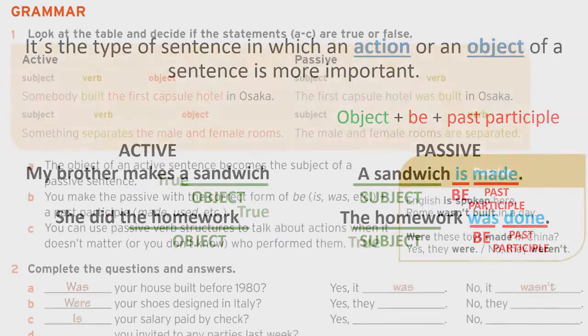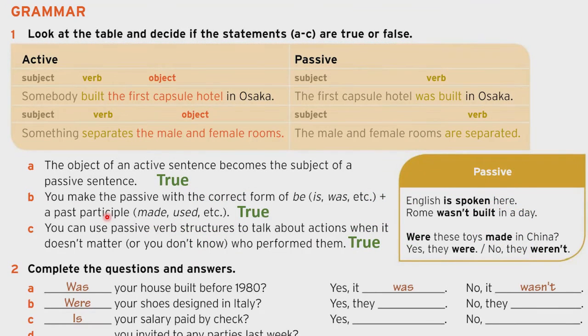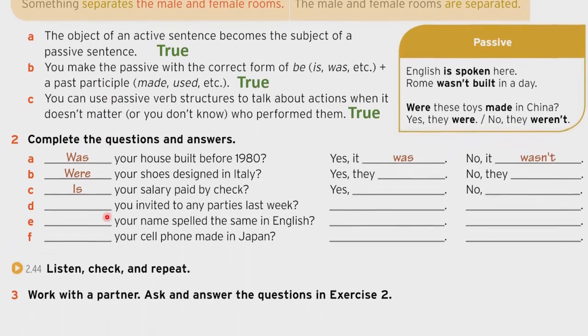Well, that's everything you need to know about this topic. As you can see, it's not that difficult. Just remember to use the verb be correctly and the past participle of the verbs. Now, in exercise number 2, we have complete the questions and answers. So here we have these questions, and these are the possible answers to those questions.